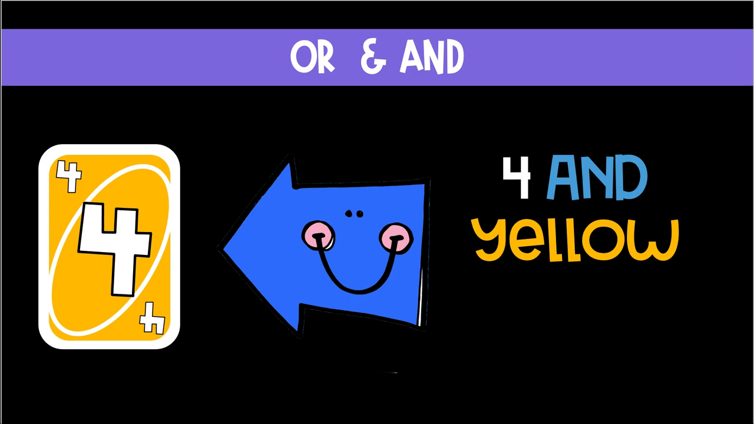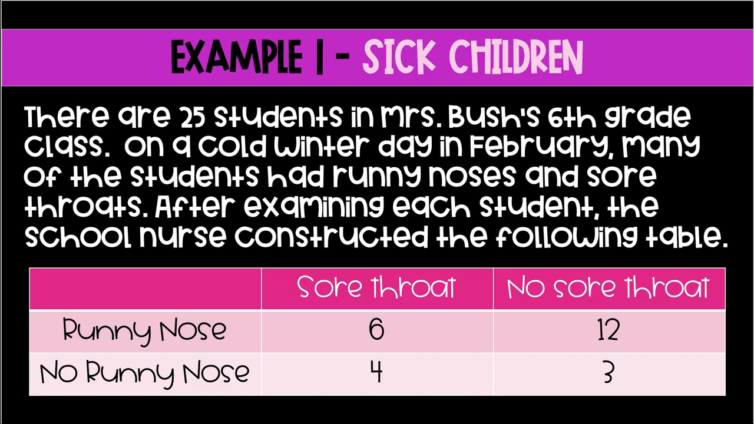Let's take a look at some simple examples. There are 25 students in Mrs. Bush's 6th grade class, and on a cold winter day in February, many of the students had runny noses and sore throats. After checking each student, the nurse constructed the following table. We have 6 students having a runny nose and a sore throat, 12 students having a runny nose but no sore throat, 4 students having no runny nose and a sore throat, and 3 students having neither, not a runny nose, not a sore throat.